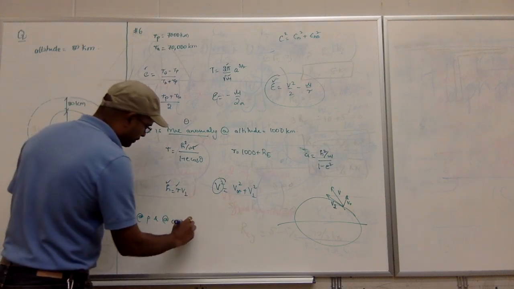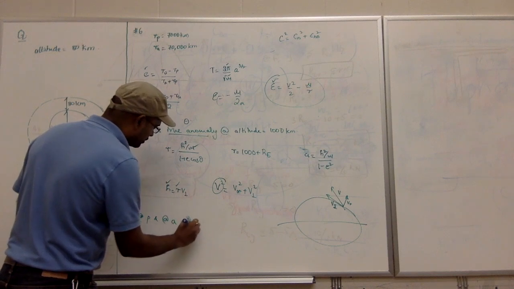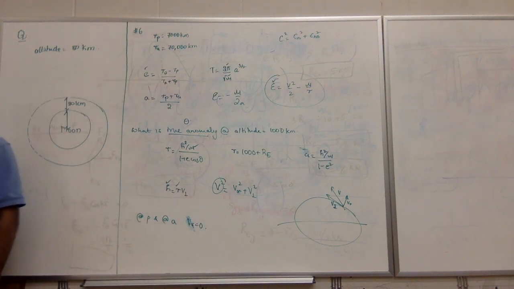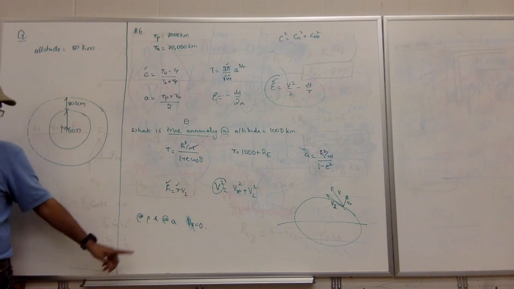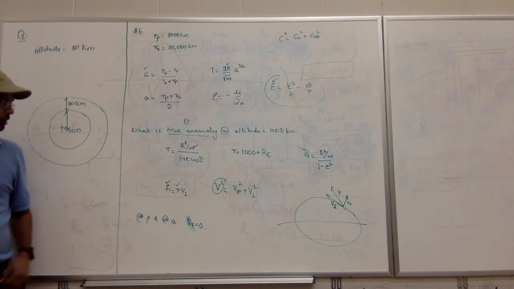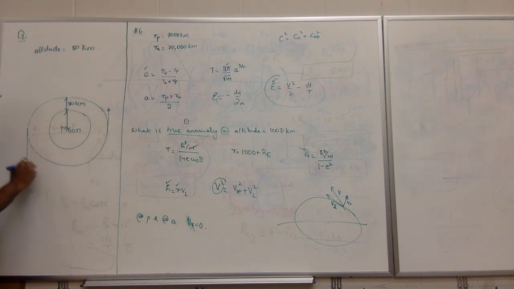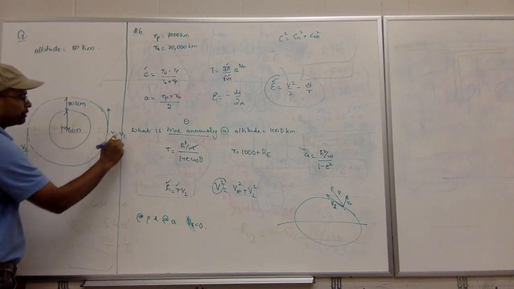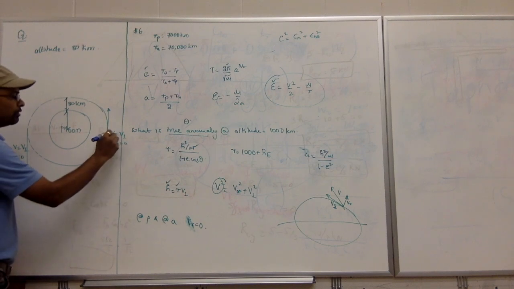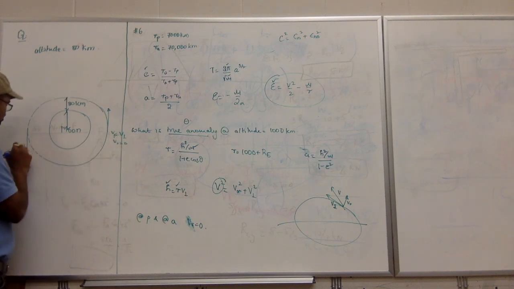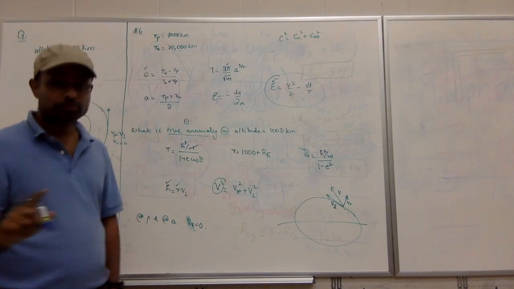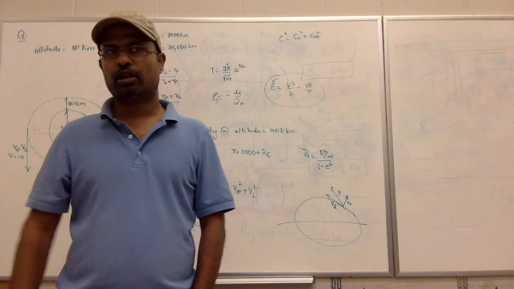Okay. VR is 0. Here it is strictly tangential. Here the component only is tangential. Here V is V perpendicular. VR is 0. Here V is V perpendicular. VR is 0. So VA or VP is here. VA is here. I won't ask you F or G. All others are fair game.